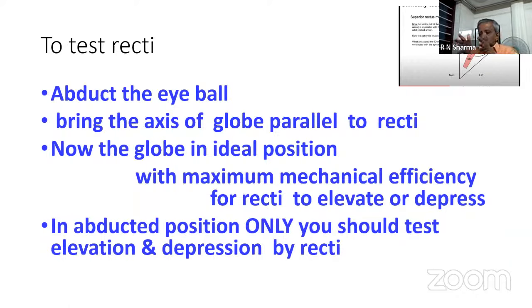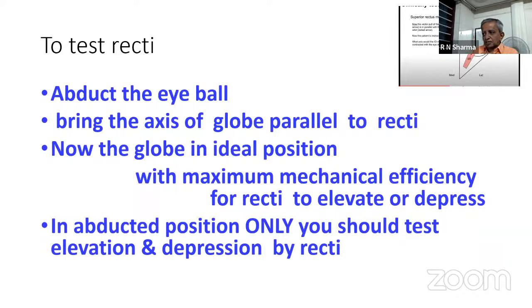So the eyeball is like this. And if you want to test the recti on the right side or the oblique on the right side, you should make the eyeball parallel to the muscle. For example, if you take the recti muscles, the right rectus muscle, superior or inferior, will be going outward like this. So in the primary position, you cannot test superior rectus or inferior rectus individually.